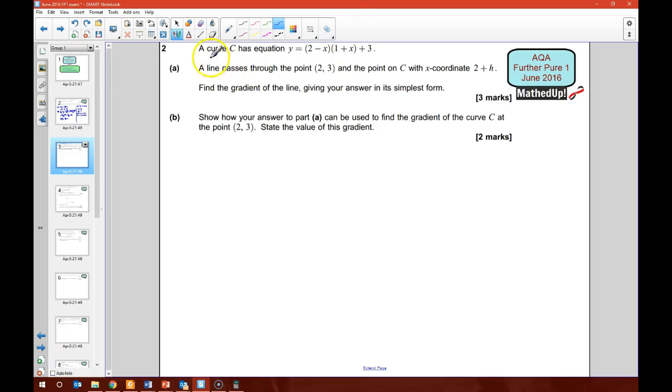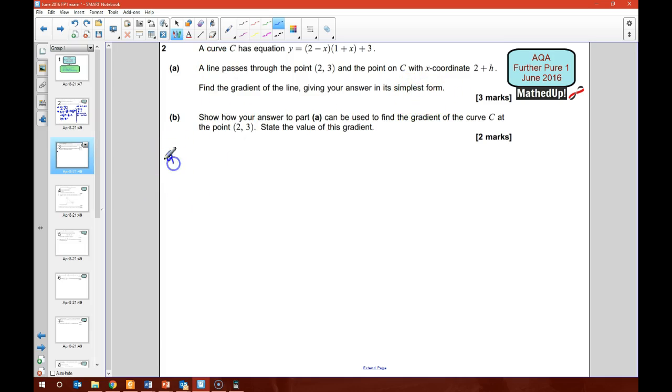Question 2. A curve C has equation y equals (2 take away x)(1 plus x) plus 3. A line passes through the point (2, 3) and the point on C with x coordinate 2 plus h. We need to find the gradient of the line, giving our answer in the simplest form.